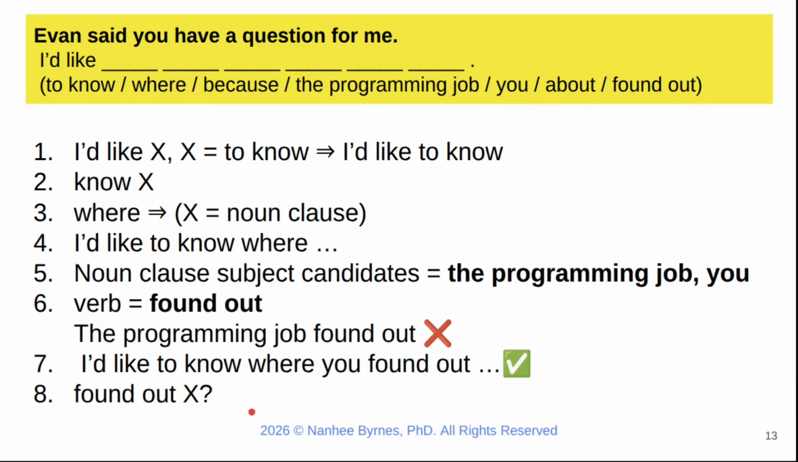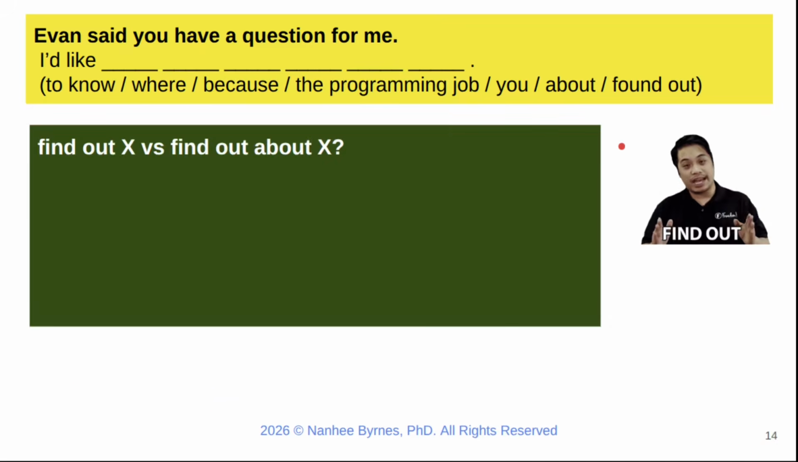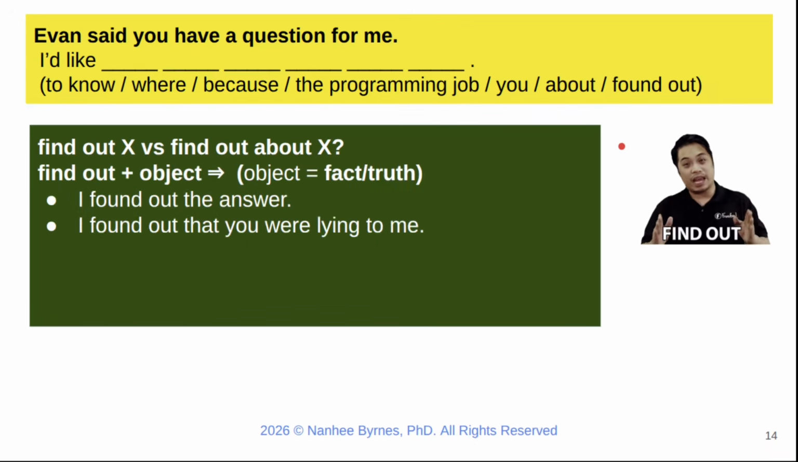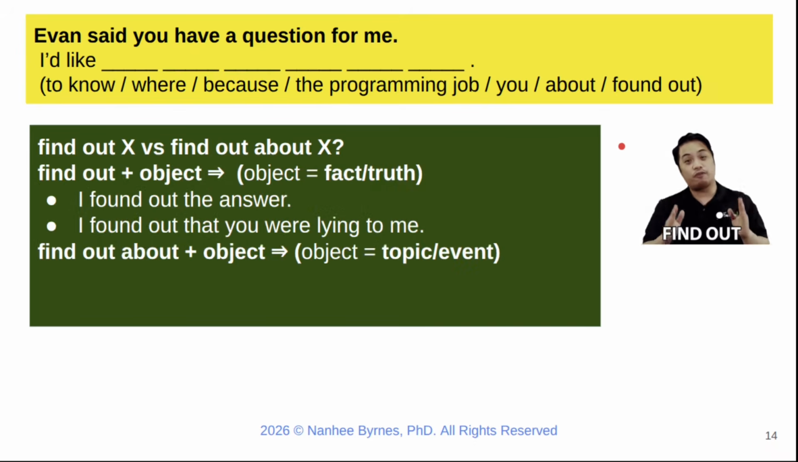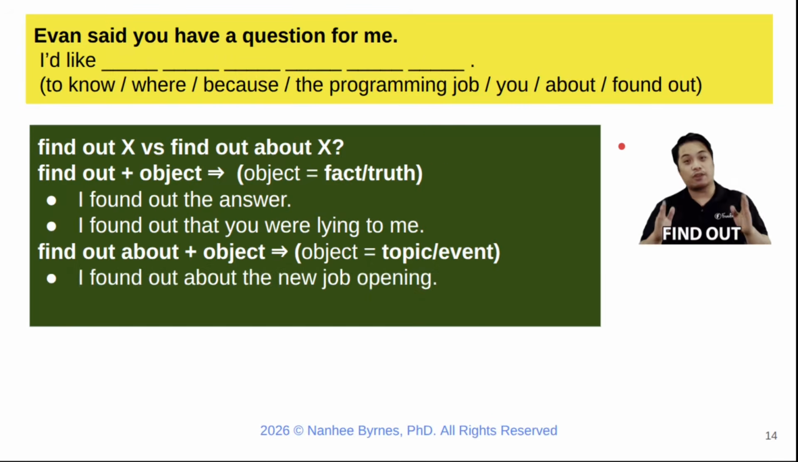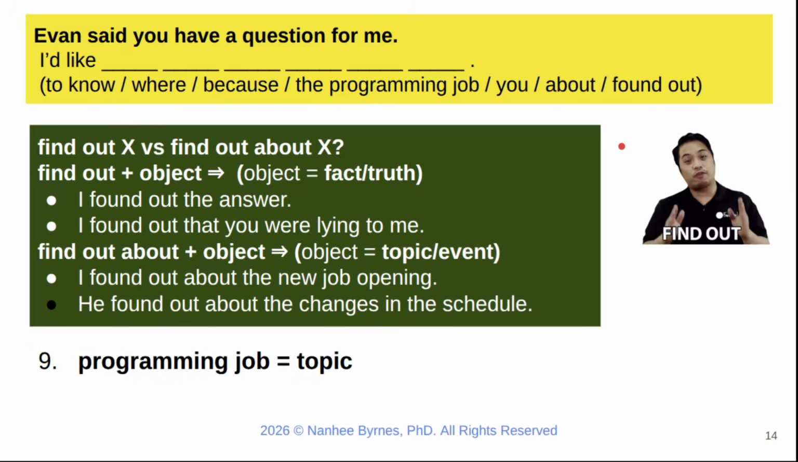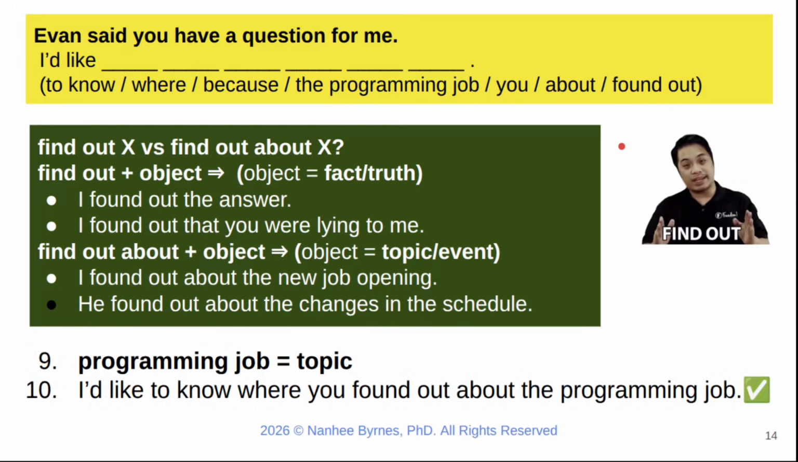A quick grammar note. Find out can take an object directly if it is a fact or truth. I found out the answer. I found out that you were lying to me. But if the object is a topic or event, you usually need about. I found out about the new job opening. He found out about the changes in the schedule. Here we need about, so we use about the programming job. Putting it all together, correct sentence: I'd like to know where you found out about the programming job.